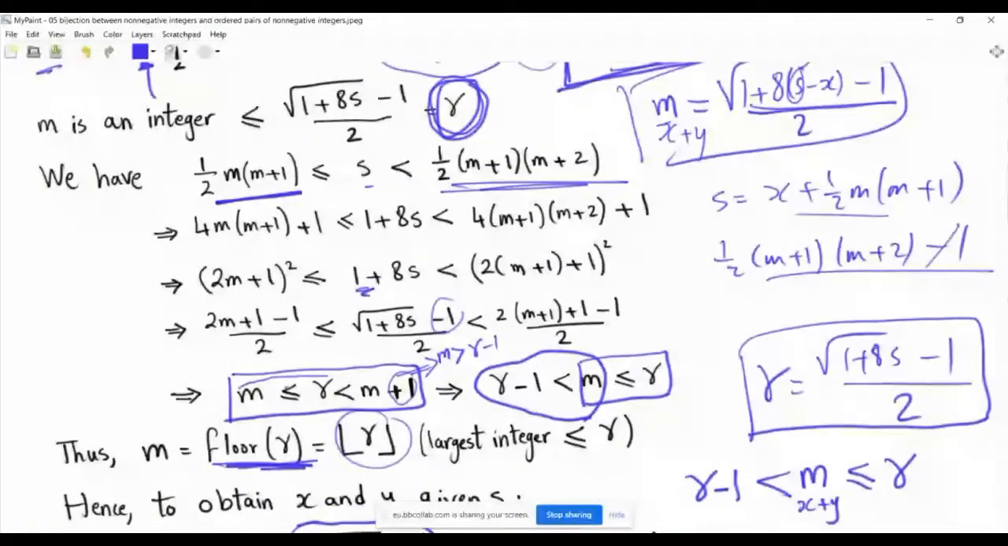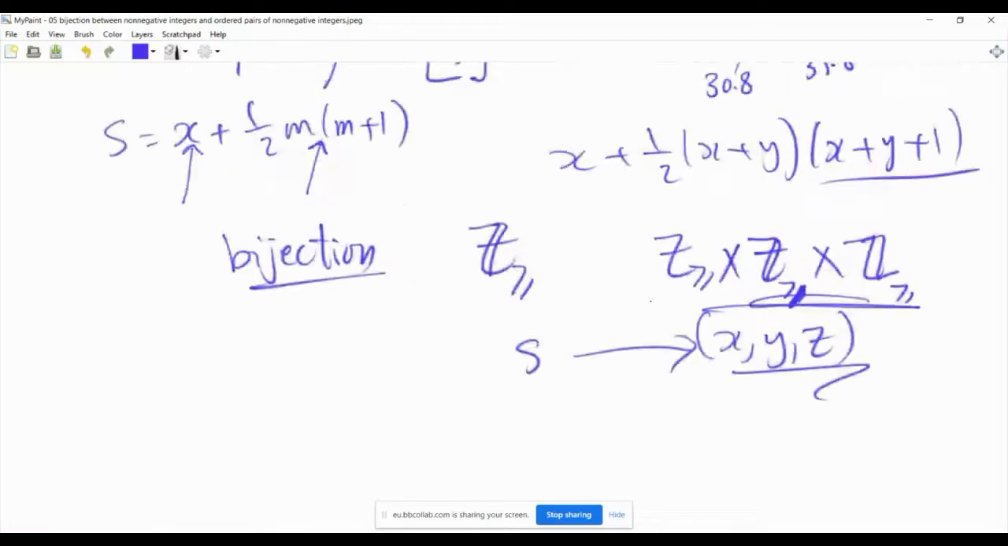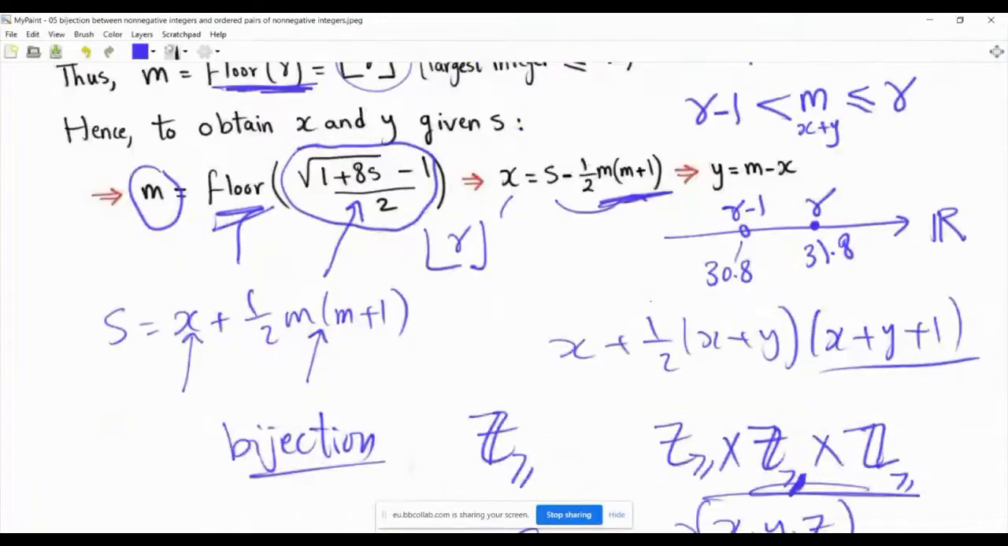But again, this is in the problem set in homework 1. Basically, I gave you the bijection. So don't worry, I'm not leaving you to think about how to generalize this. I gave you the formula, and you just need to do an exercise that is very close to what we have done here: if I give you S, can you obtain the triple X, Y, and Z? Of course, it will be something very related to what we have on this slide here.